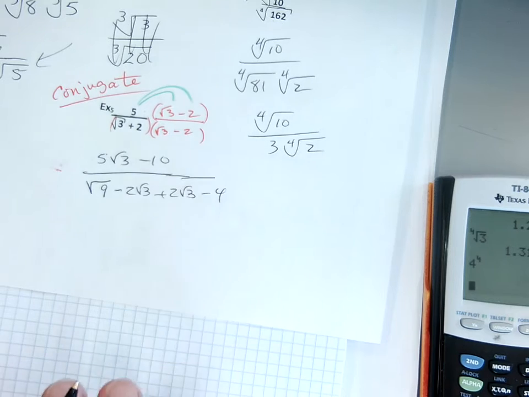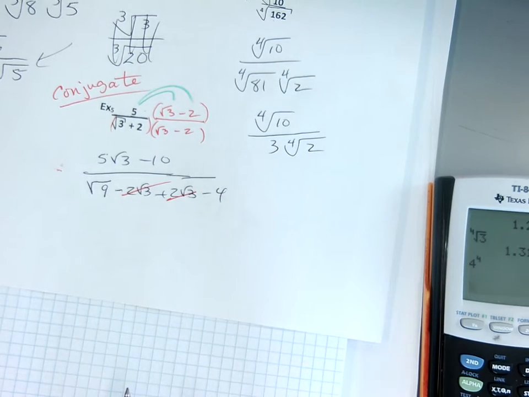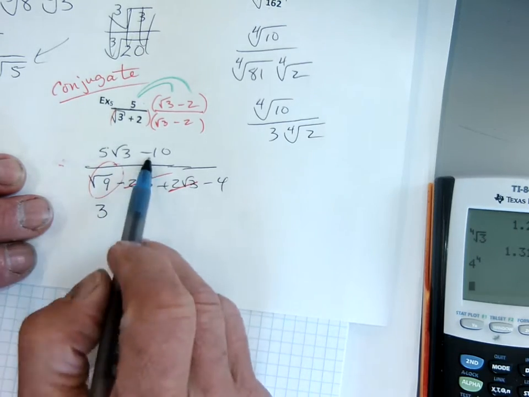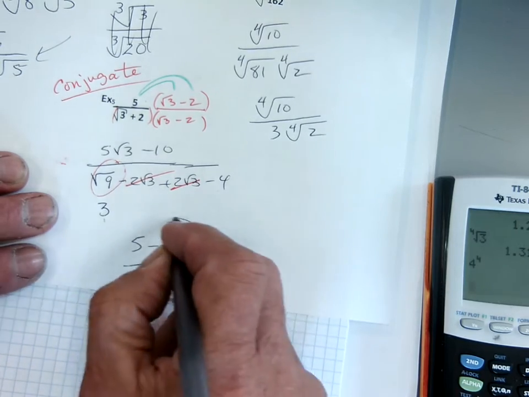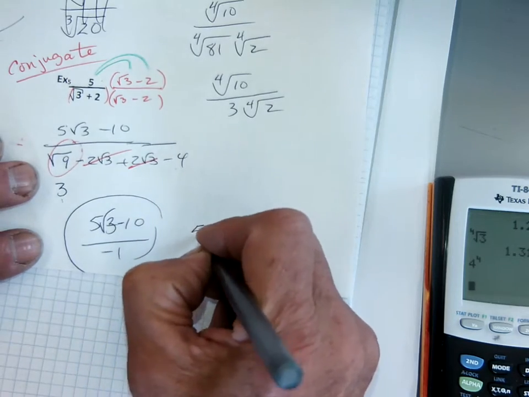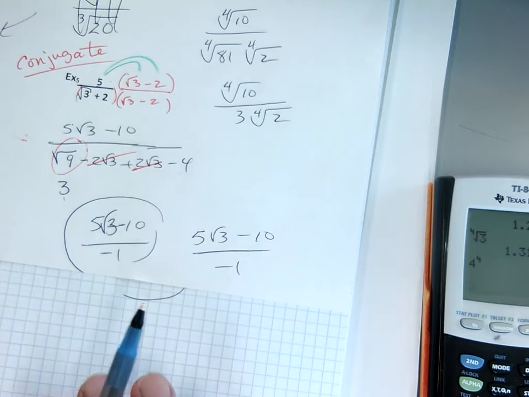We did this last year, so all we're doing is geometry stuff right now. When we do the conjugate, these two cancel, and I see something easy. That's the square root of 9, which is 3, right? So let's see what's left. 5 square roots of 3 minus 10, and 3 minus 4 is a negative 1. So I'll rewrite it here: 5 square roots of 3 minus 10 over negative 1. So there's no longer a square root in the denominator. We're getting there.